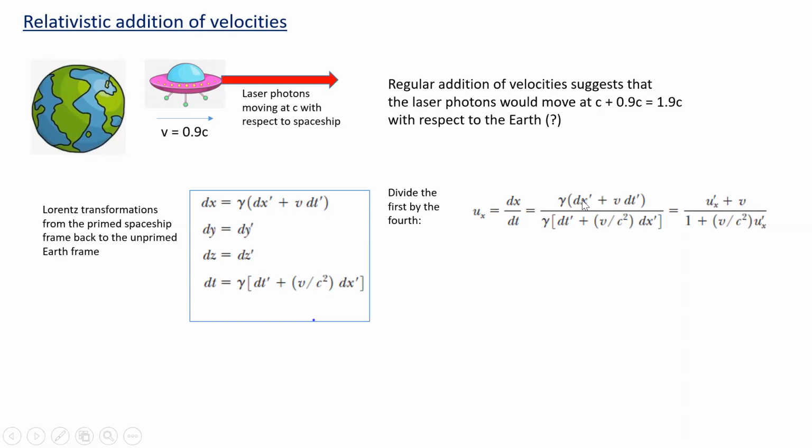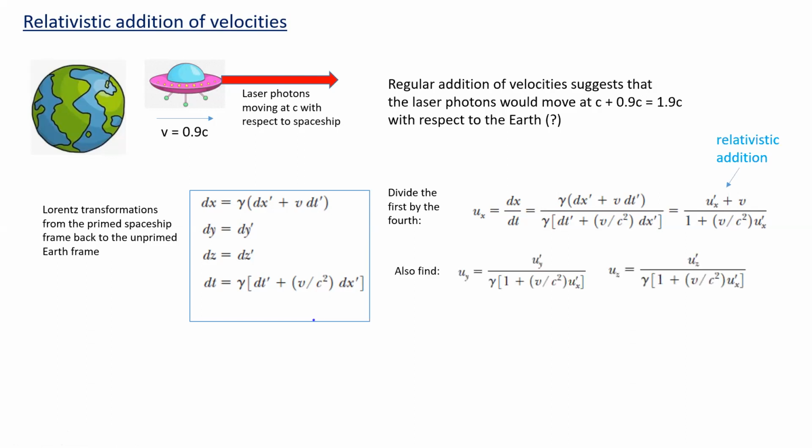The gammas cancel, and we divide top and bottom by dt prime, and we get dx prime over dt prime is ux prime plus v, since the dt prime cancels here, over 1, since we're dividing top and bottom by dt prime, we get just a 1 here, plus v over c squared times dx prime over dt prime, which is what we mean by ux prime, the velocity of the object in the primed frame, that is, in this case, the laser photons with respect to the ship. And this is the relativistic addition.